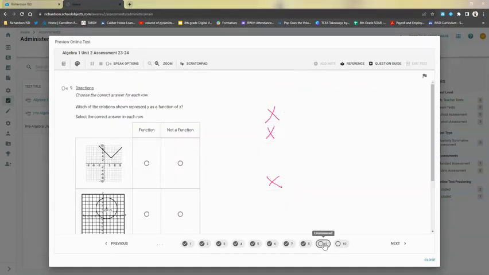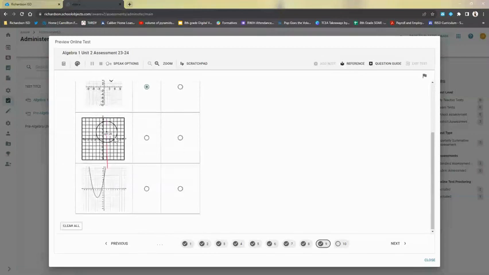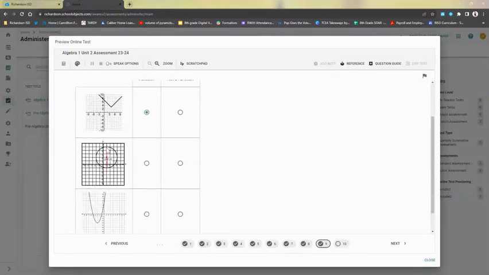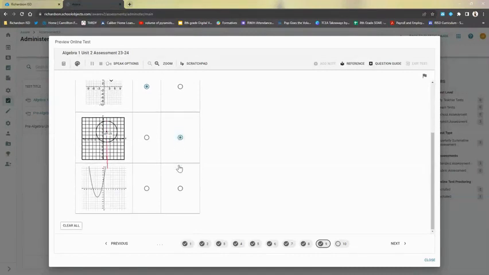All right, 9. Which one is a function and not a function? If it's a function, it passes the vertical line test. If I put a vertical line through it, it would only hit it once, so this is a function. This one's not a function because if I put a vertical line through it, it would hit it more than one time. This one is a function because a vertical line would only hit it once. So that's how that one works.